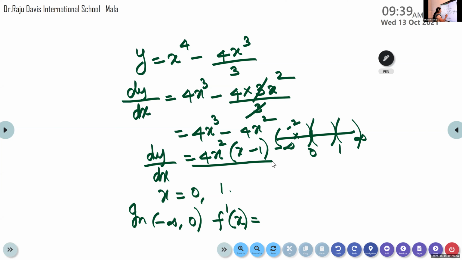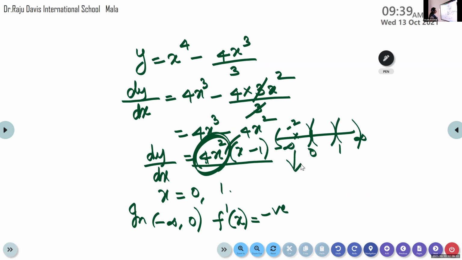Look at here. Here no need to bother about 4x square because it is positive. 4 is positive, x square will be positive. So the sign depends on only this factor x minus 1. Sign will depend upon only the factor x minus 1. So look at this. It is negative. Okay. So it is decreasing.